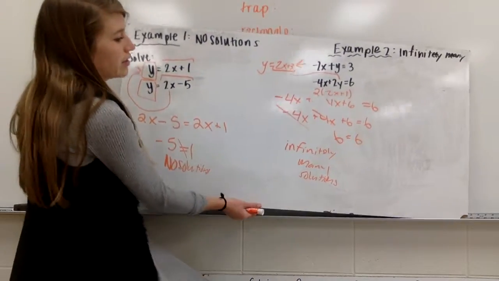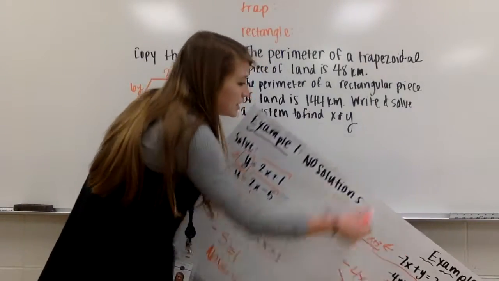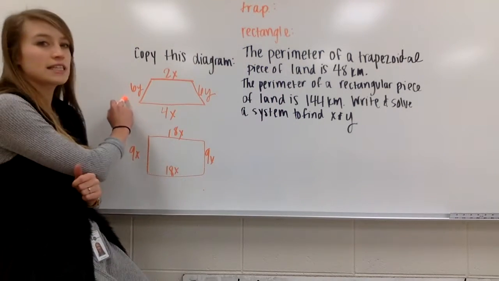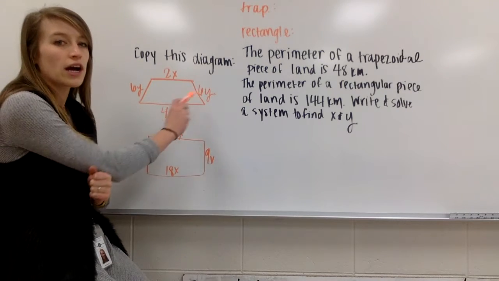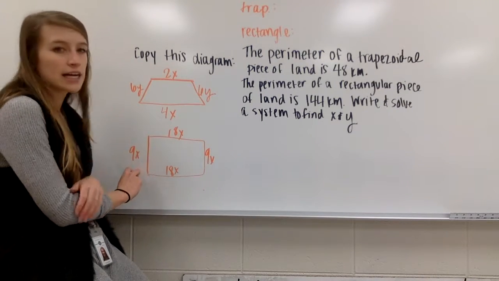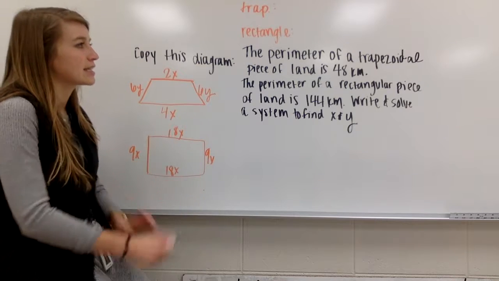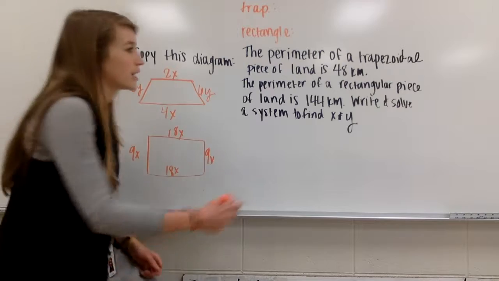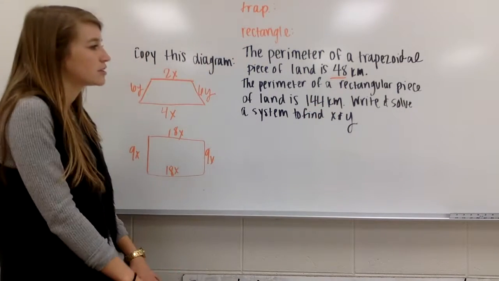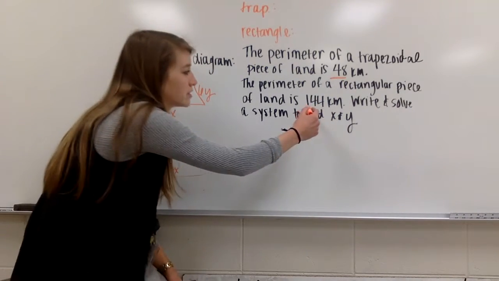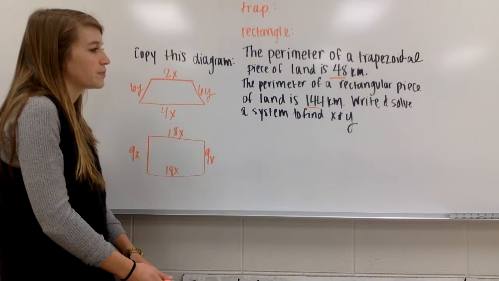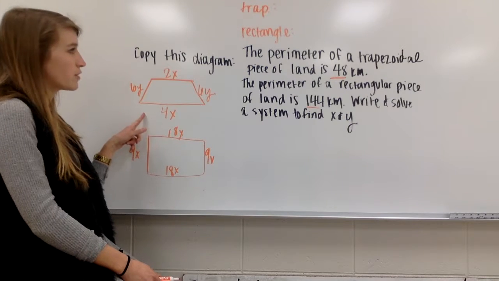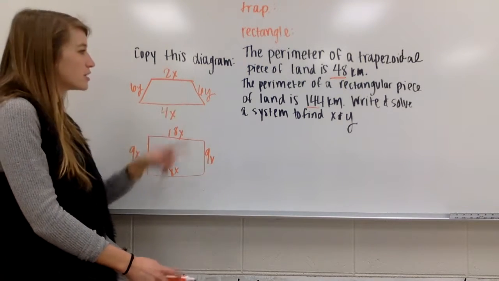Let's do one last one together, the word problem. Now you need to draw this diagram down first. These letters are 6y, 2x, 4x, 6y, 9x on the sides, 18x on the top and bottom. The question reads, the perimeter of a trapezoidal piece of land is 48 kilometers. The perimeter of a rectangular piece of land is 144 kilometers. We need to solve the system for x and y. Now the perimeter of the trapezoid, perimeter means I add all these together.